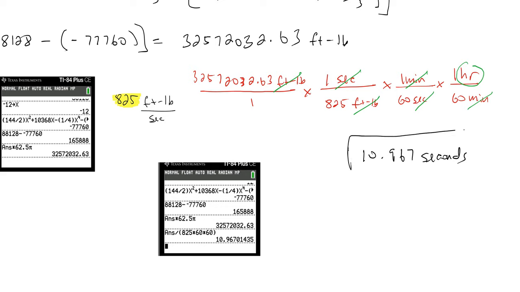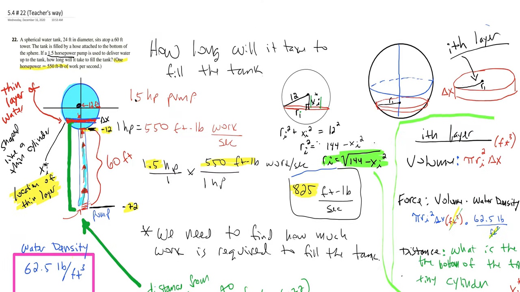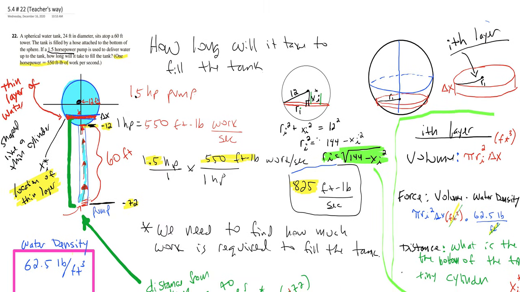seconds. Seconds? I thought it was hours. Hours, hours. Who said that? Hours. I was saying that on autopilot. I was thinking, thank God we're done with this. That was what was going through my mind when I said seconds. Okay. So that's it. Okay. Number 22.